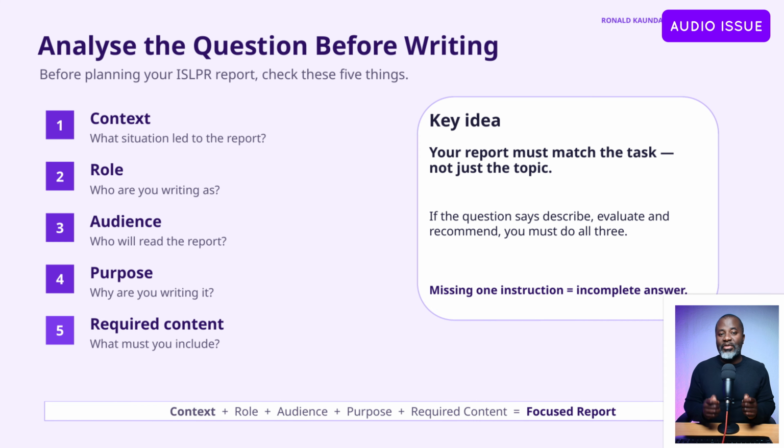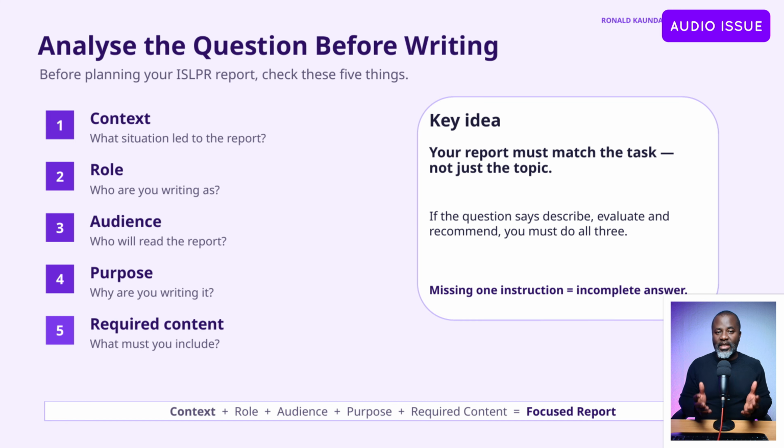Before you start writing, identify 5 important elements. Element number 1, the context. First, ask yourself this question: what situation has led to the report? For example, your school recently introduced an after-school homework support program. This tells you the situation you must discuss.